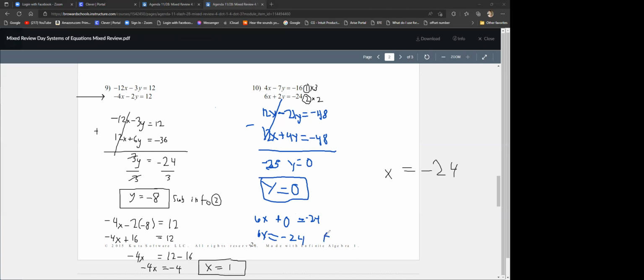There's your ordered pair. So what's the ordered pair? Write the ordered pair. Which one's first? Good. There you go, that's it. What method do we use there? Elimination. Yep, that's elimination.